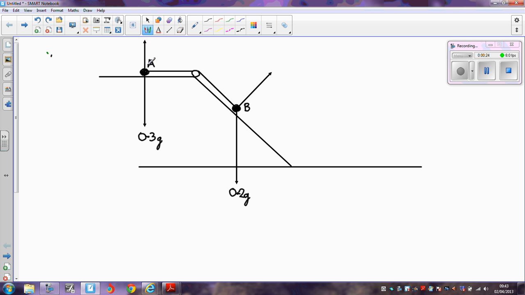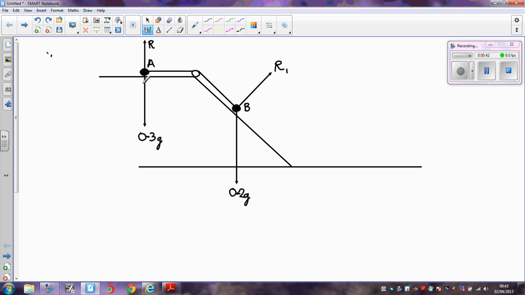There's a normal reaction between A and this rough surface here. I'm going to call that one R, that's the normal contact force. And there's also the normal contact force here between B and the slope. And remember, the slope is smooth, so I'm going to call that one R1.